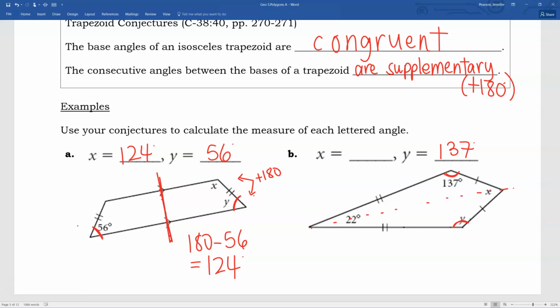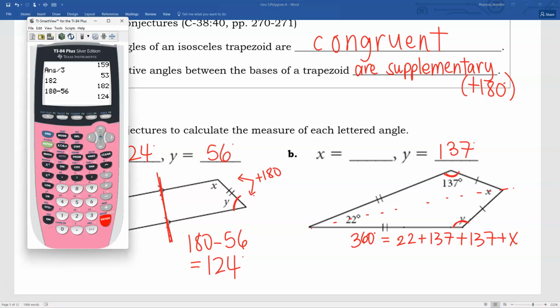Now, I am going to use the fact that our kites do make 360, right? Our four-sided shapes sum to 360 on those interior angles. So I know that 22 plus 137 plus 137 plus that unknown value for X should sum to 360 degrees. So all we need to do is do 360, take away each of the values we know. You can sum those values first or just take them away one at a time. It'll work out to be the same.